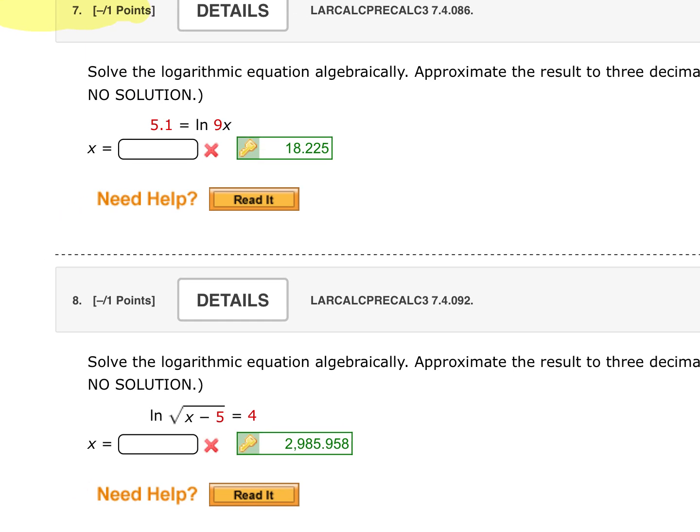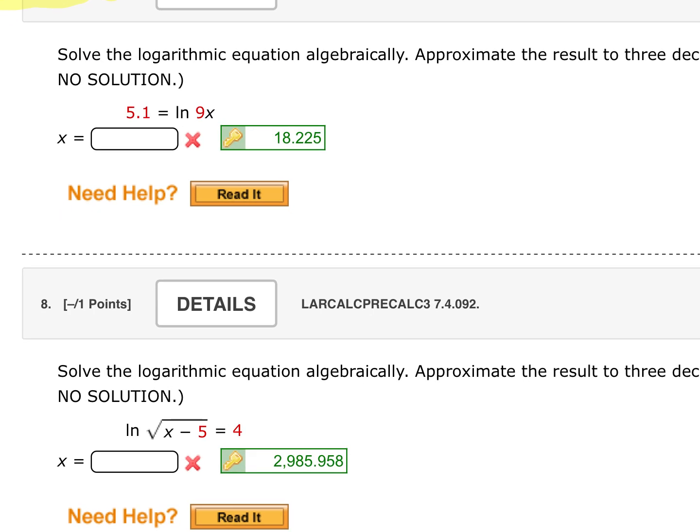Next, let's look at 7. So here I have an ln equation. I'm going to rewrite it here. How do I get rid of the ln? Make the big base e on both sides. If you want to change it to log base e and then put it into exponential form, you could do that. But we can take the big base e on both sides. So I have e to the power of 5.1 is equal to, this cancels, so it's equal to 9x. From here, we're going to put it in the calculator.